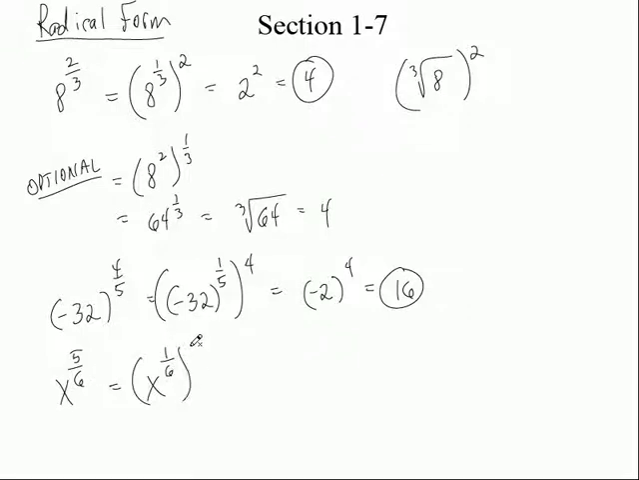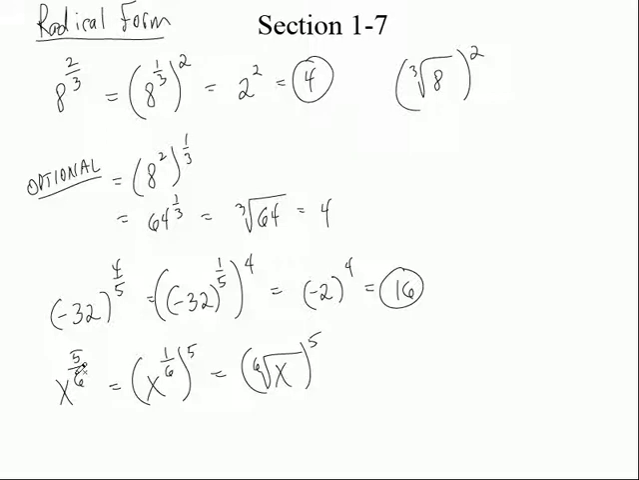And then take it to the what? 5th. Now we can take this and write that as a radical, can't we? So what's x to the 1/6? It's the 6th root of x. Okay, what do we do with that whole thing? We take it to the 5th. That right there would be in radical form.